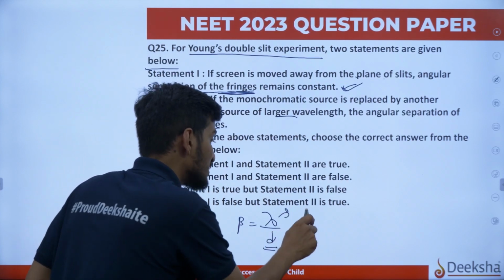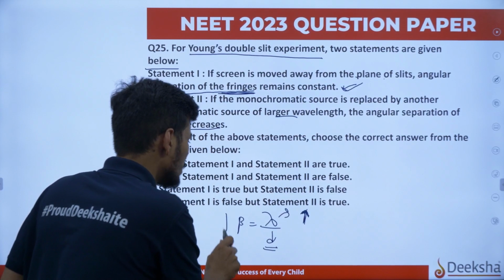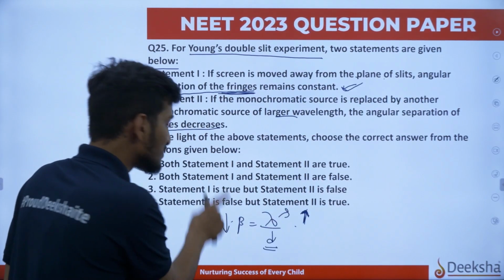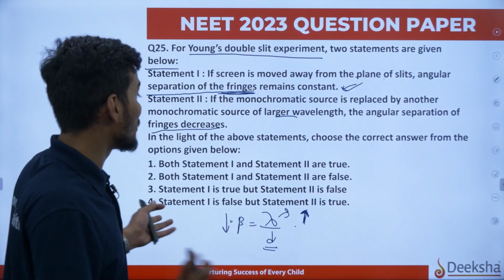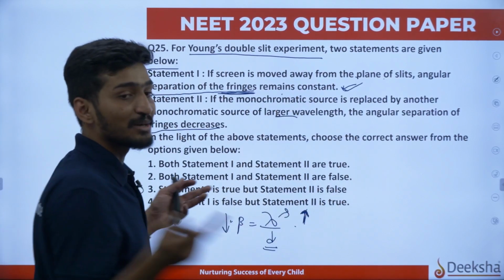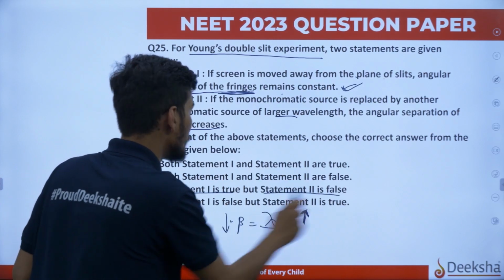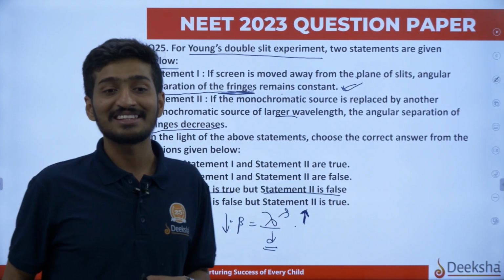If a monochromatic source is replaced by another monochromatic source of larger wavelength, angular separation decreases. So what you're trying to tell me is, if I increase this lambda, this should decrease. That doesn't make any sense. If I increase this, this should also increase. There you go. So statement 1 is correct, statement 2 is false. That should be my answer. Option number 3 is the correct answer.